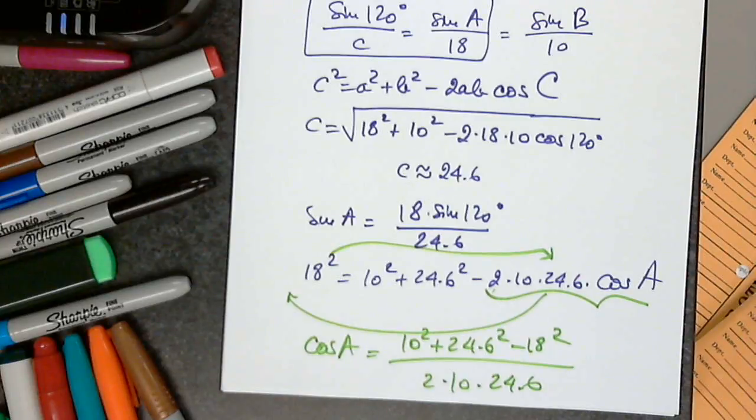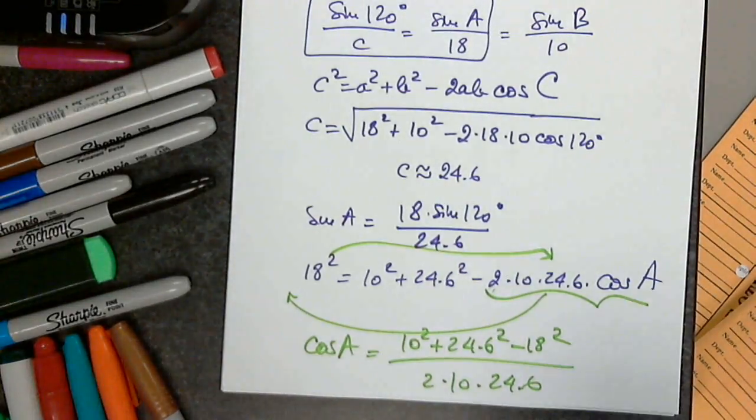So this is sine A. Now I go to second and sine inverse of the previous answer, and I want an angle, in degrees or radians, of course. I press enter, and I get for A roughly 39 degrees.